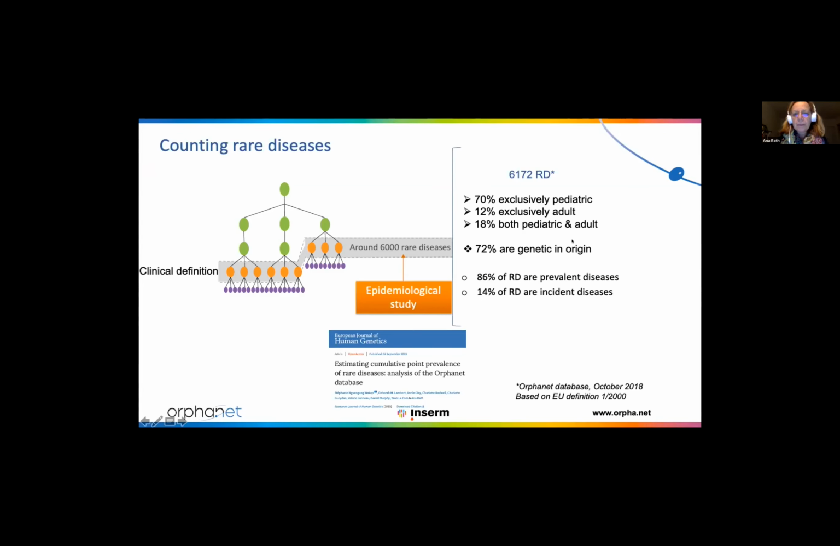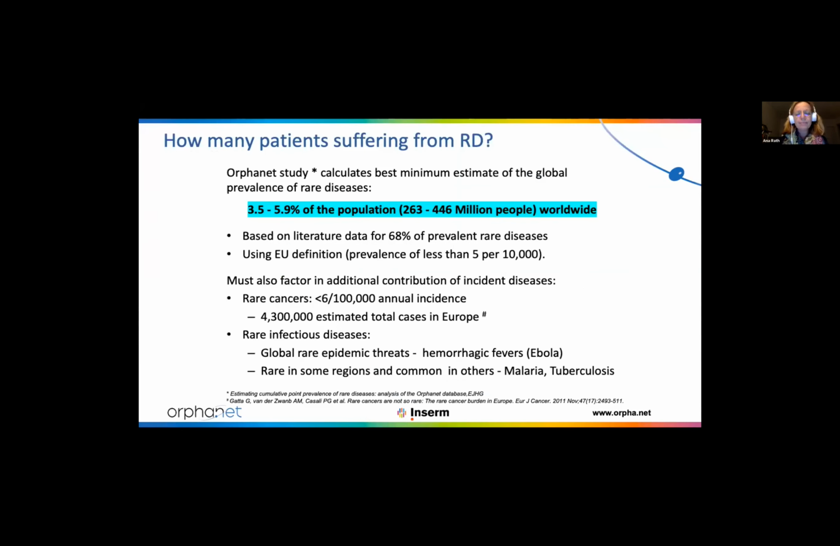Strikingly, most rare diseases are pediatric. Up to 88% of rare diseases affect exclusively or can affect children. One third are not genetic in origin, and the vast majority are prevalent diseases, so chronic diseases, but we have 14% of rare diseases that are incident, including rare cancers, rare infectious diseases, and diseases due to toxic effects.